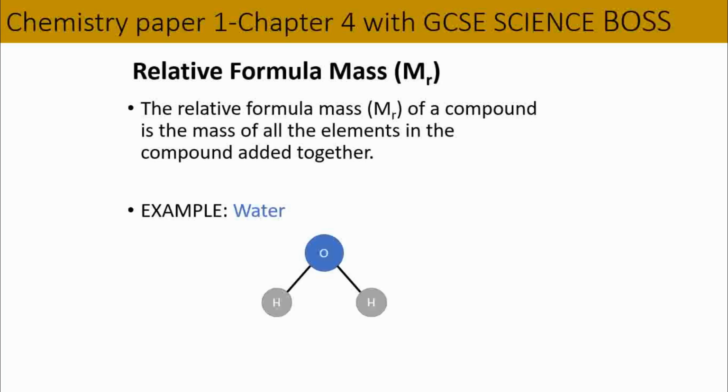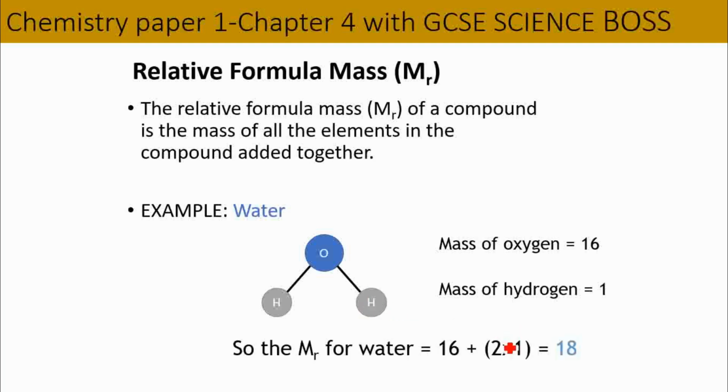If you want to calculate the relative formula mass of a substance, such as water, in which the formula is H2O, the mass of oxygen is 16, the mass of hydrogen is 1, but inside water we have 2 hydrogen. So what we need to do is 2 times 1, and these numbers we're getting from the periodic table. So it's 2 times 1 plus 16, and that gives you a relative formula mass of 18.